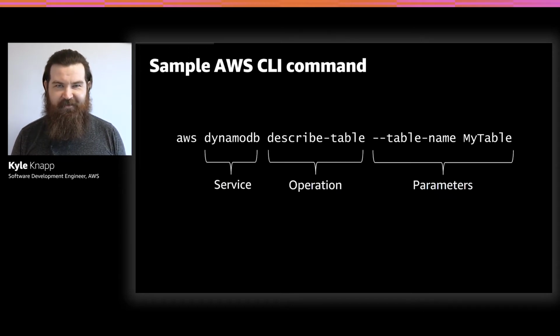And most AWS CLI commands can be broken down into three parts. There's the service command, representing which AWS service to use. The operation commands generally map one-to-one with the service's API. So in this example, the describe table command maps directly to DynamoDB's describe table API. And the parameters. Similarly to the operation command, the CLI parameters generally map one-to-one to the API's parameters.